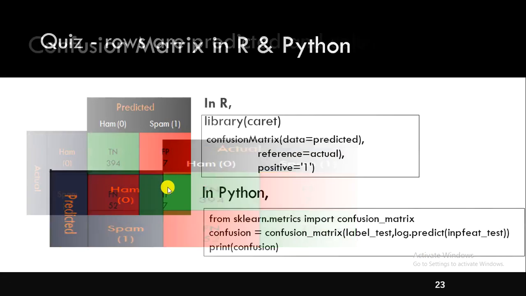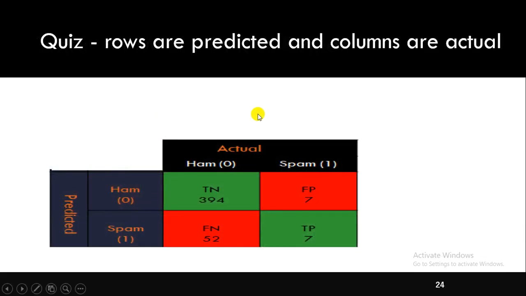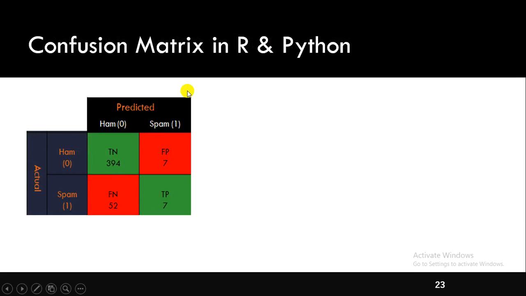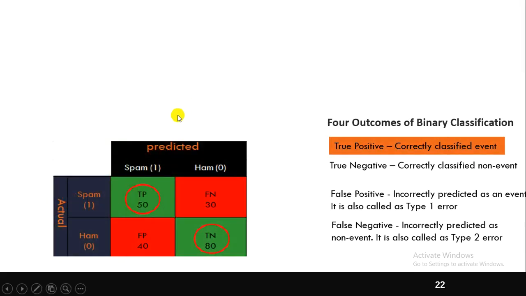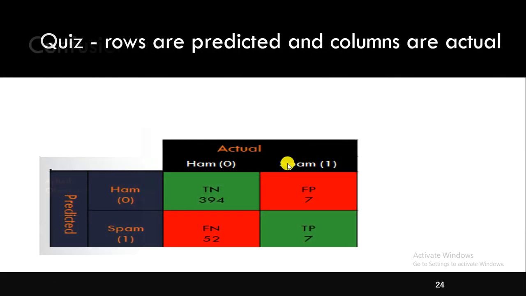Sometimes instead of having the predicted here, it will be mentioned here and the actual will be here. Both the predicted and actual will be swapped. Even if you get the format of this kind of confusion matrix, still you should be able to interpret correctly. You cannot always expect, when you go for an interview, that the confusion matrix will be given in this format or in this format. Sometimes the format will be like this also. Still you should be able to interpret correctly.